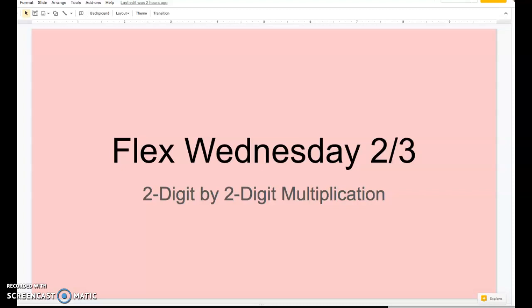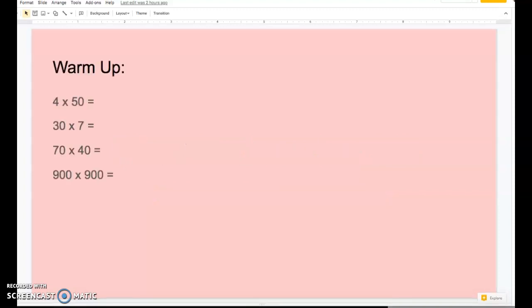Today we're going to continue our review work of two-digit by two-digit multiplication. We reviewed this yesterday in school as our math lesson. We're going to continue our practice today. Before we do, let's start with a warm-up. On your whiteboards, I want you to solve 4 times 50, 30 times 7, 70 times 40, and 900 times 900. When you're ready, press play.